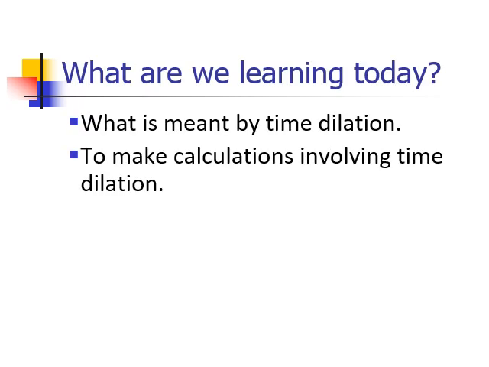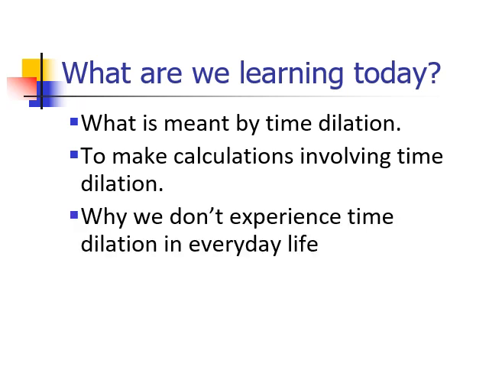Okay, so what have we talked about? We've talked about time dilation being the difference in time interval between a stationary and a moving observer, and we've made some calculations involving time dilation and said that we don't experience them in everyday life because the objects that we're moving in don't move more than 10% of the speed of light.